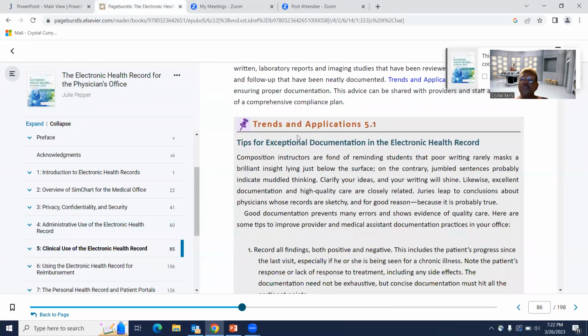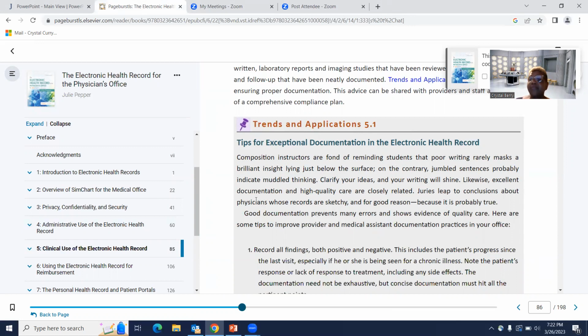Make sure you read your trends and applications. So 5.1 gives tips for exceptional documentation in the electronic health record. Composition instructors are fond of reminding students that poor writing rarely masks a brilliant insight lying just below the surface. On the contrary, jumbled sentences probably indicate muddled thinking. Clarify your ideas and your writing will shine.